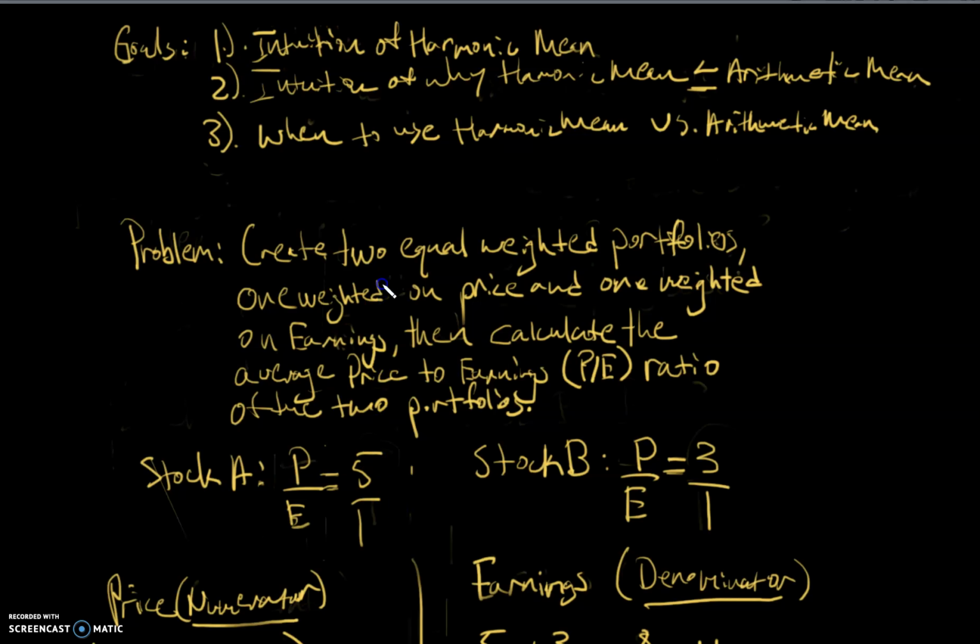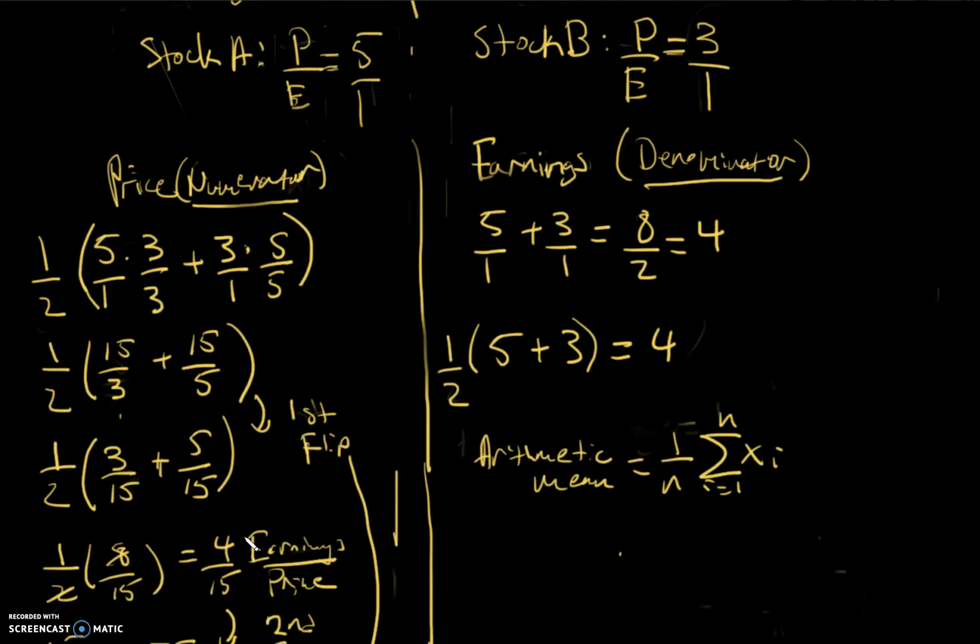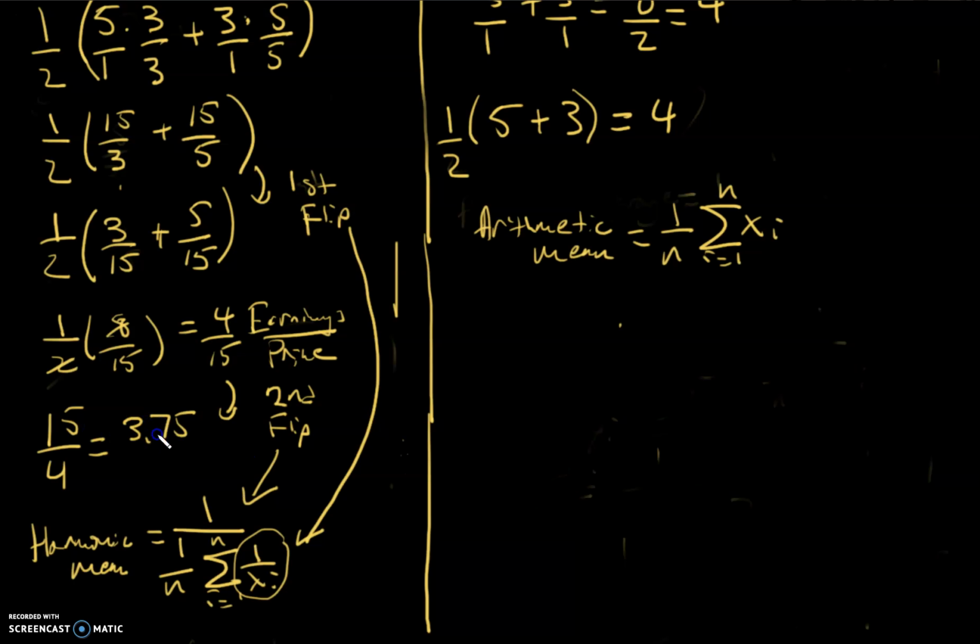Okay, let's talk about the second question. Intuition of why the harmonic mean is less than or equal to the arithmetic mean. So we have two means right now. We have the harmonic mean, which is 3.75, and the arithmetic mean, which is 4. This guy is less than this guy. Why is that? Well, take a look back at what we did up here.